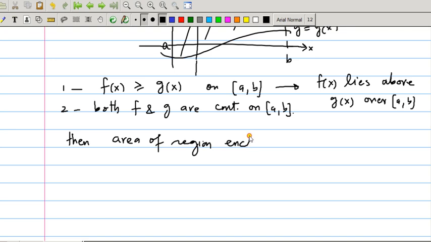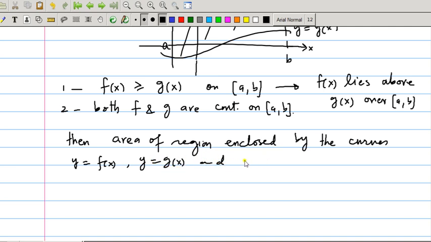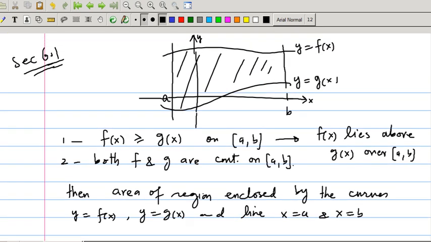enclosed by the curves y is equal to f(x), y is equal to g(x), and lines on the sides x is equal to a and x equal to b, right? On one side you have x is equal to a, this vertical line, and this vertical line is x is equal to b. So when you have x is equal to constant, it's a vertical line.